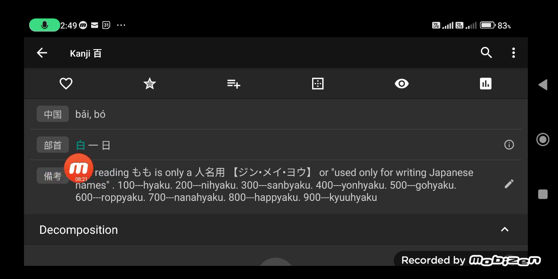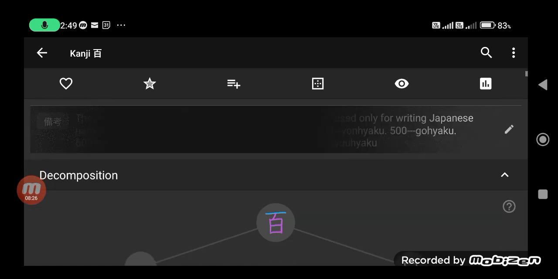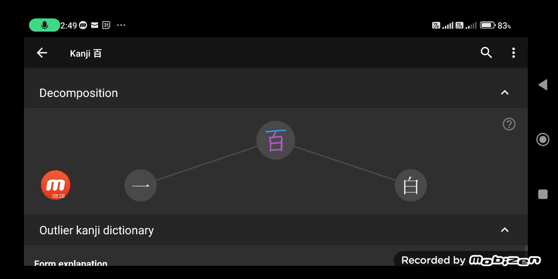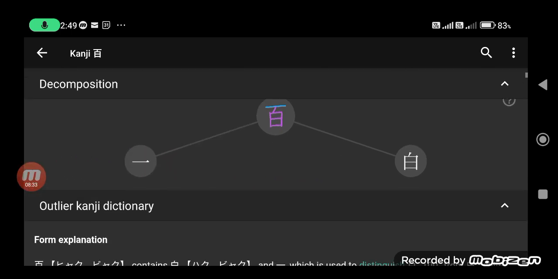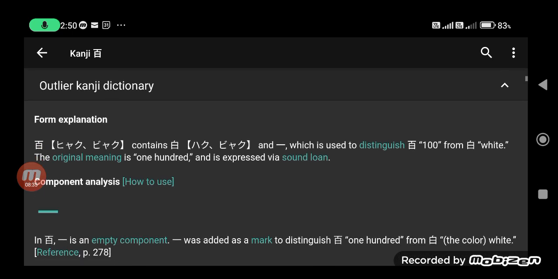But the one in colored green is the most significant of these three radicals. So if you break this down, it's like this. That's the decomposition, and I will tell you about the form explanation. In this kanji hyaku, it contains haku, meaning white, and ichi. But this ichi is just a distinguishing mark, just to distinguish 100 and white.